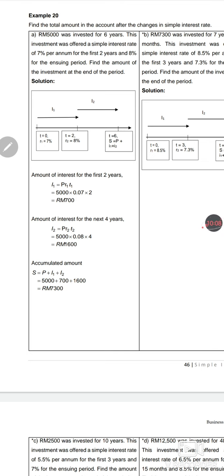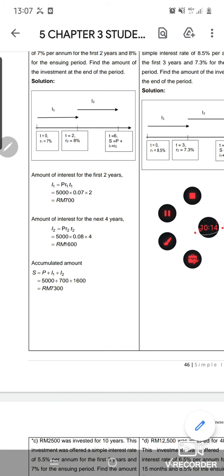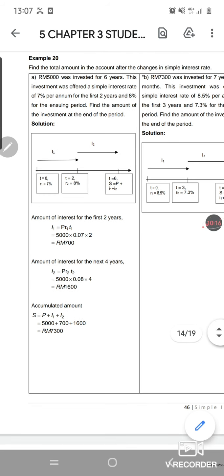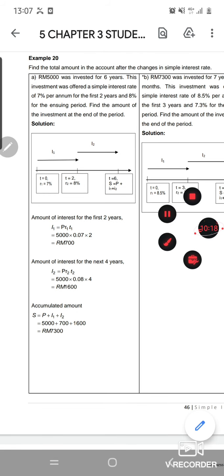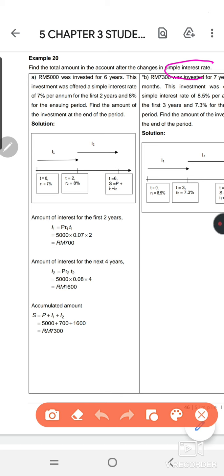Okay, so next example 20. Okay, let we discuss for example 20. Okay, example 20. Okay, find the total amount in the account after the changes in simple interest rate. Okay, so this one is third case bila ada perubahan pada simple interest rate. Contohnya awak buat pinjaman, tiba-tiba bank tu kata ada perubahan.